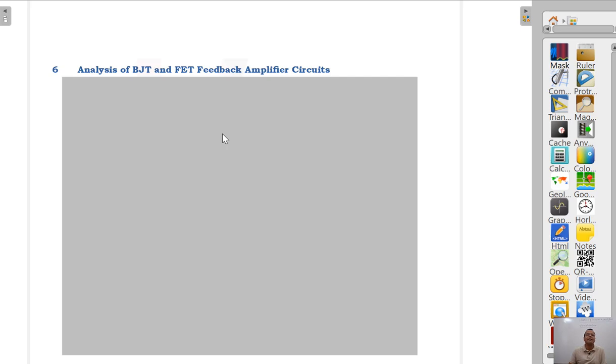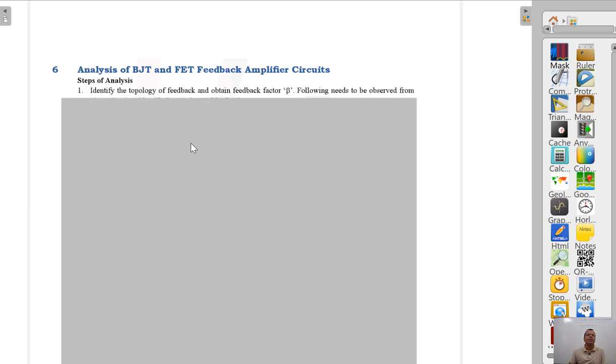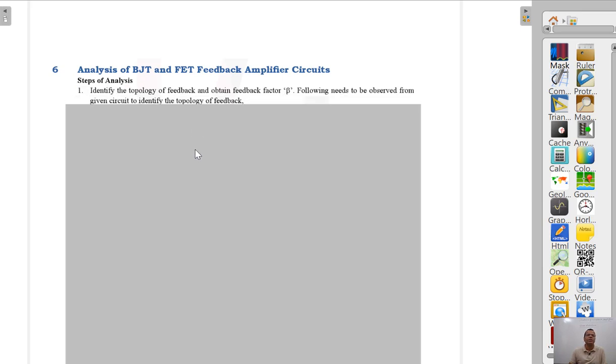So let us see the steps one by one. I'll be discussing one by one, that is, steps of analysis. First step: identify the topology of feedback and obtain the feedback factor. So for analysis, the very first step is to identify the topology of feedback.